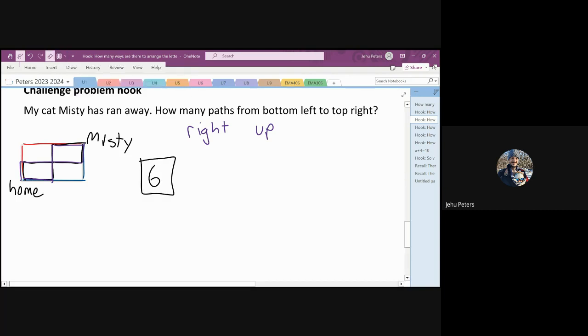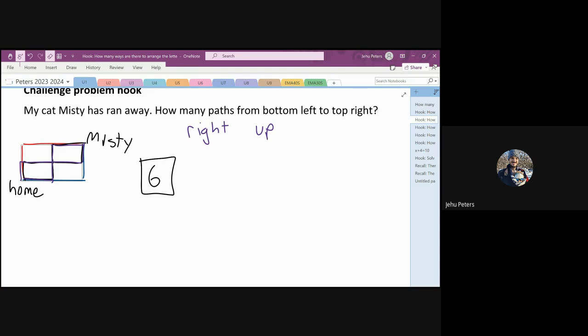And if you try to draw any more and just keep working at it and working at it, you're going to find that 6 is the final number. There's no more paths you can draw here, going from my home to where she is right now. Okay, we got the number 6, but is there a way to come up with this using a formula?